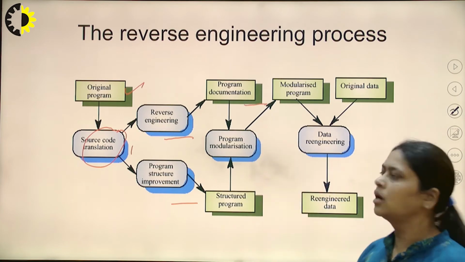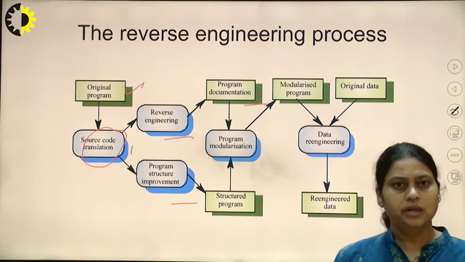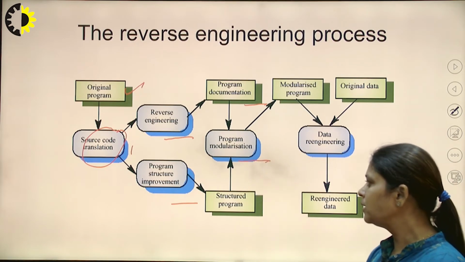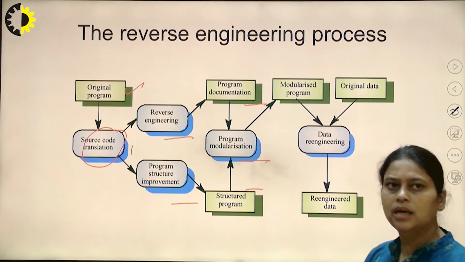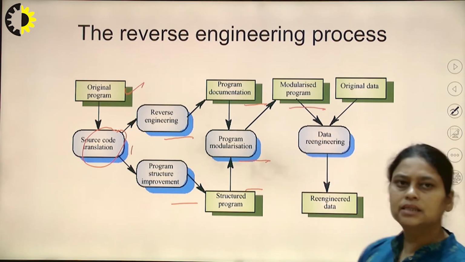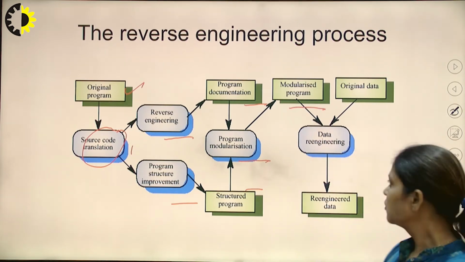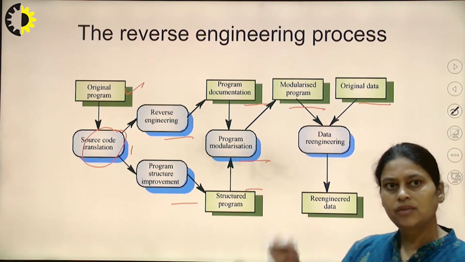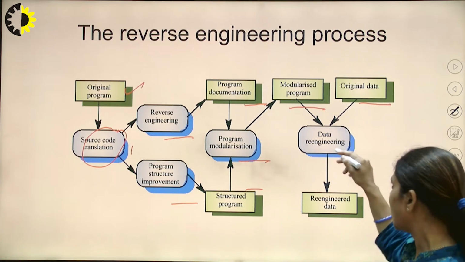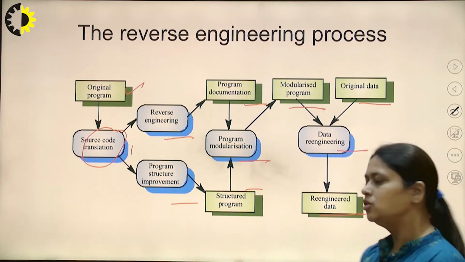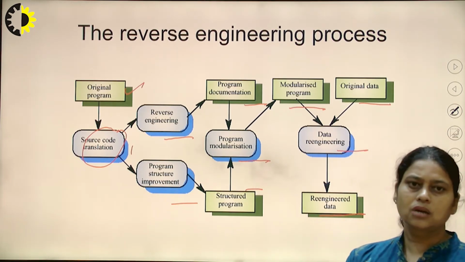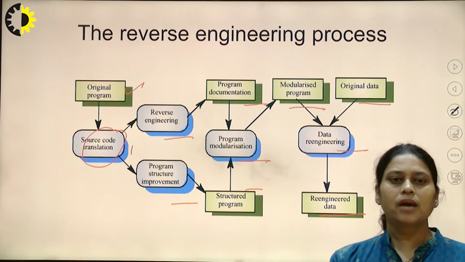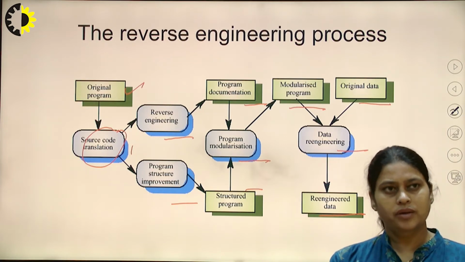Then we go for the program documentation. We read the document of the existing program. Then comes program modularization: the structured program is modularized. For the original data, we restructure or re-engineer that data. So this is the whole reverse engineering process which we apply on the existing software.